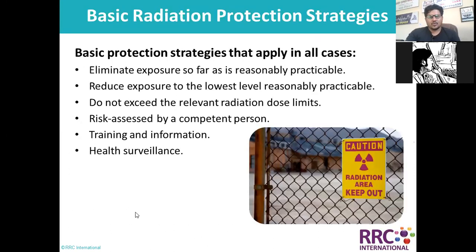What are the basic radiation protection strategies? Basic protection strategies that apply in all cases: eliminate exposure so far as is reasonably practicable. Reduce exposure to the lowest level reasonably practicable. Do not exceed the relevant radiation dose limits. Risk must be assessed by a competent person, and training and information are critically important. And yes, we must have some health surveillance also.